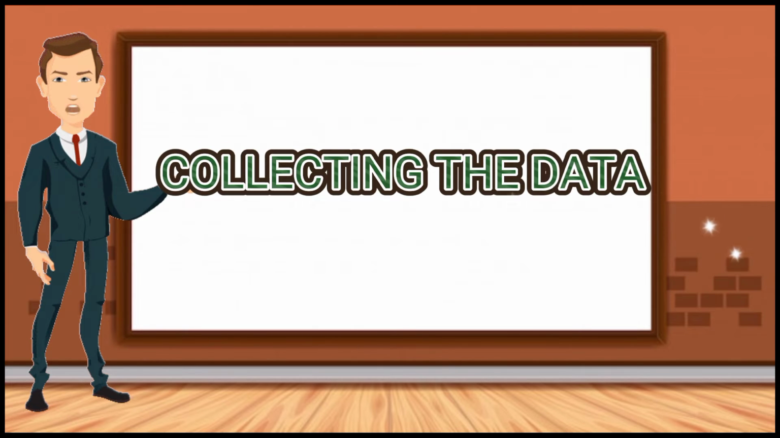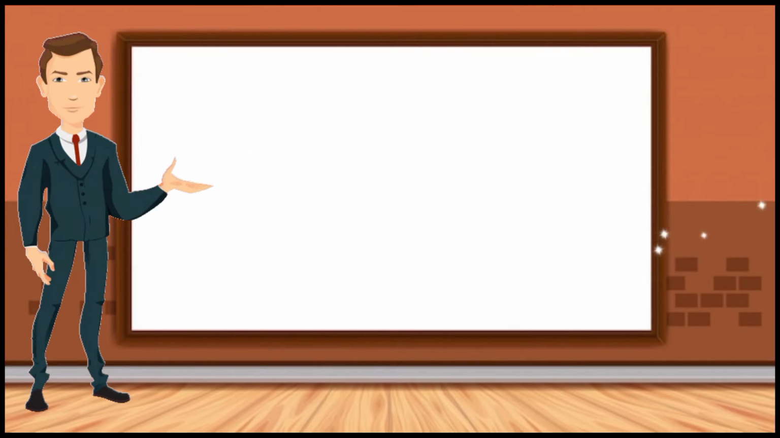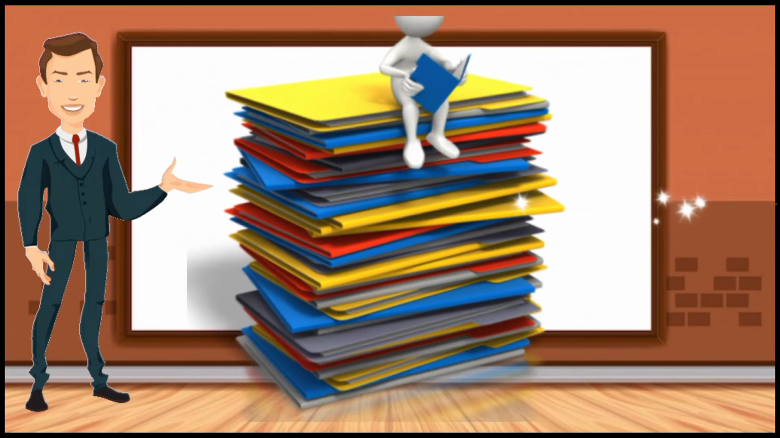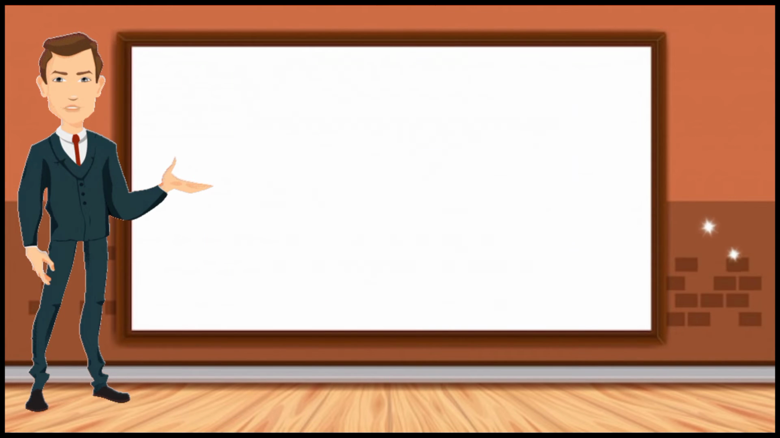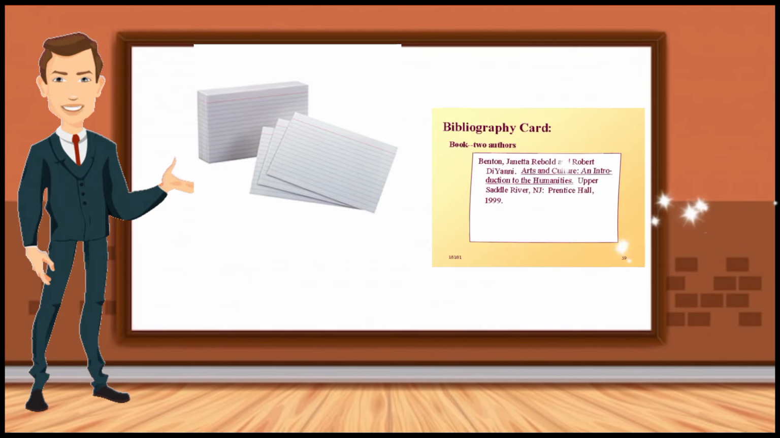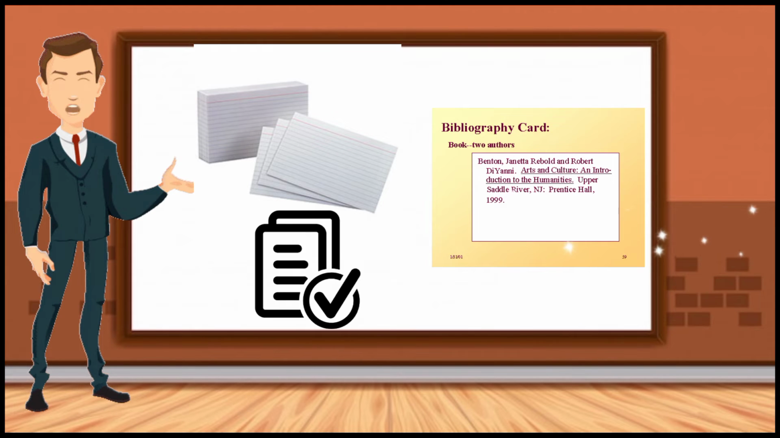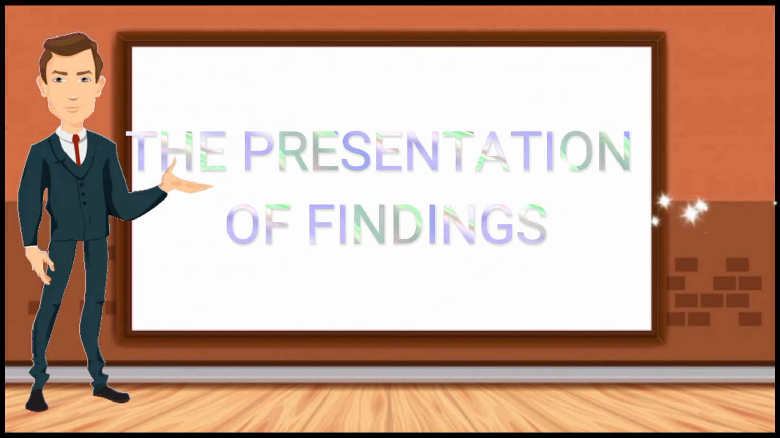Collecting the data. The data collection technique for historical research, or at least for documentary research, basically involves putting together in a logical fashion the evidence derived from documents or records. This also involves comparing and reconciling information gathered from one or more sources. Tertiary sources such as library catalogs and periodical indexes are routinely used to identify and access resources. The use of note cards, bibliography cards, multiple files, and so on can be quite helpful when gathering data from the resources.